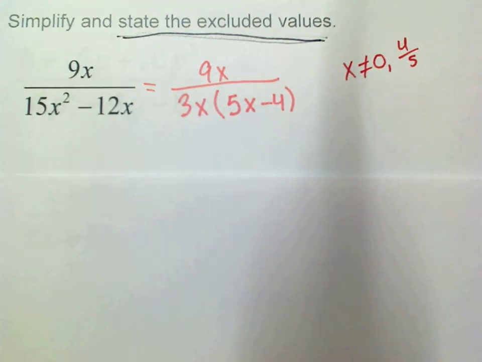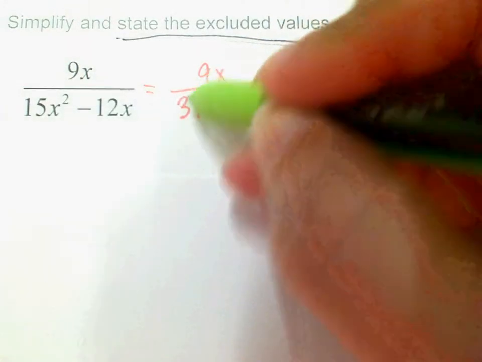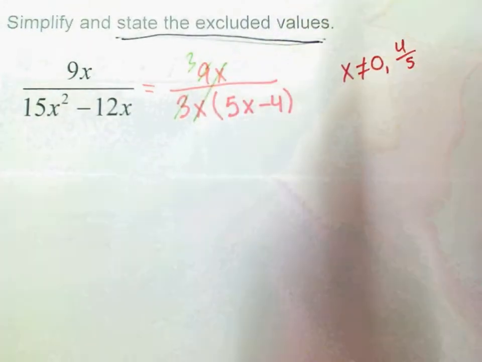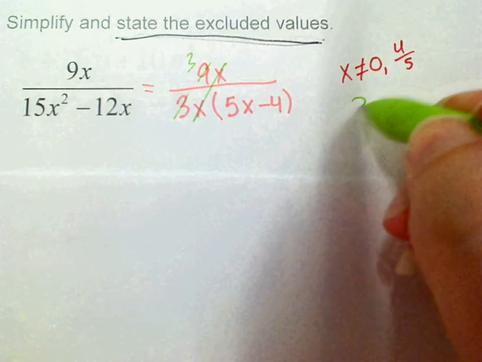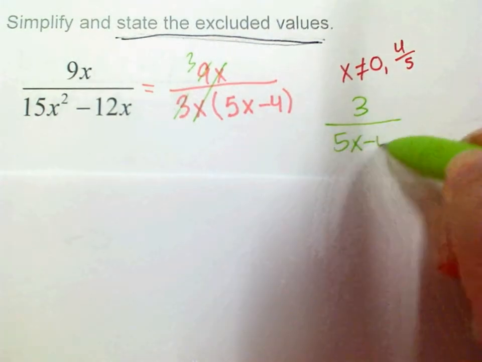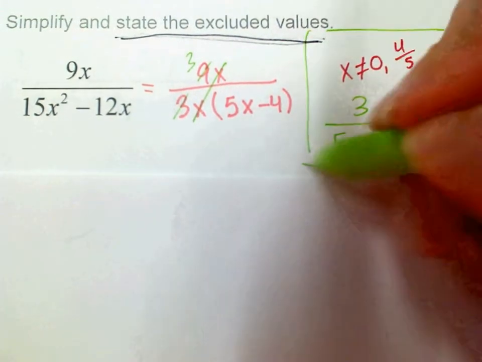So what simplifies out? 3, and I'm left with 3, and the x's. So your final answer is 3 over 5x minus 4, and then you have to state the excluded value. So those are the answers I'm looking for.